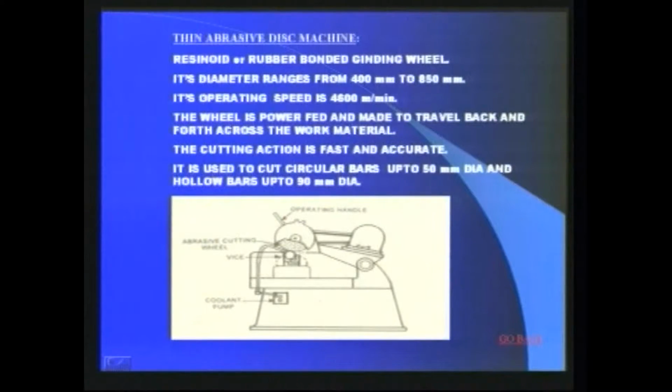Abrasive disc machine is used to cut solid circular bars up to 50 mm diameter and hollow bars up to 90 mm in diameter. Abrasive disc machine is not a true sawing machine, but since it serves the same purpose, it is classified under circular saws.